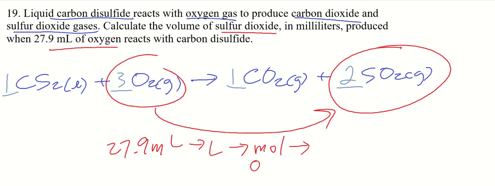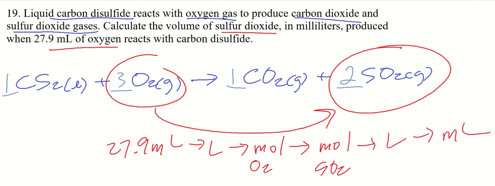Yikes. So you could take milliliters, turn that into liters, turn that into moles, turn that into moles of sulfur dioxide, turn that into liters, turn that into milliliters. Yikes, that's a lot of conversion factors. Well, let me show you a shortcut. Shortcut. We love shortcuts.